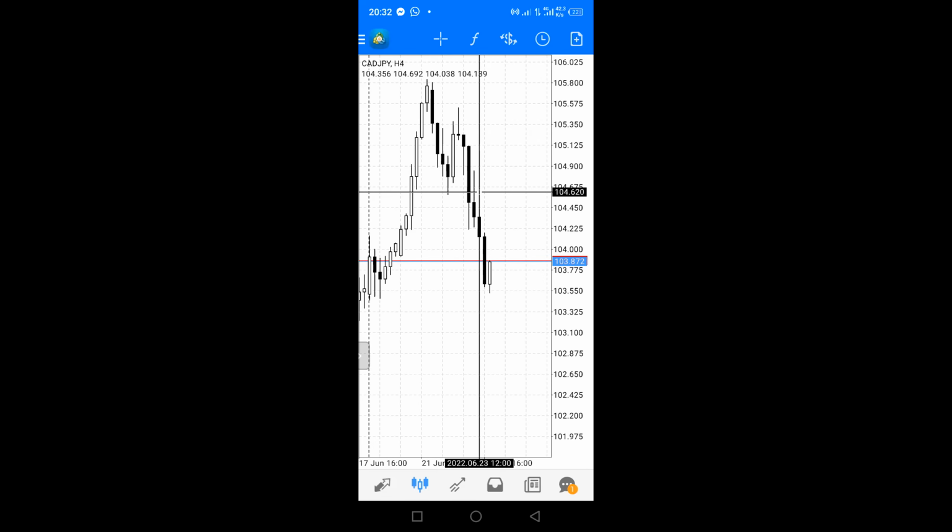23rd of June, 2022. Remember I told us from the beginning that this thing is price and time. Price and time. Right, so that's what you use your crosshair to do. You use it to find.